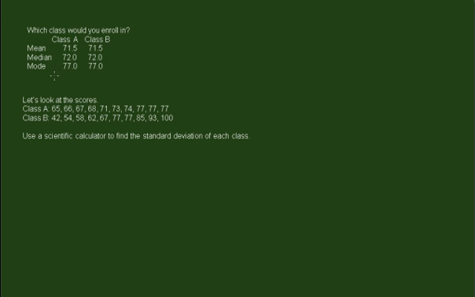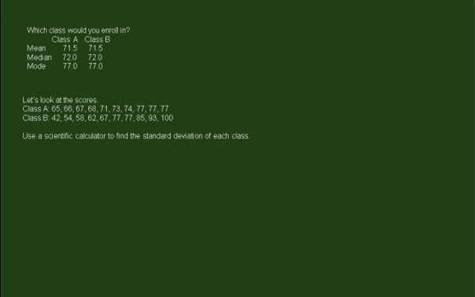So we need some more information, and that's given to us, specifically the scores of class A and class B. And you can see in class A, we range from 65 to 77, so about a D to a high C. In class B, we're about 42 to 100, so an E to an A. So the next thing I want to do is find the standard deviation of each class and then see which class would be better based on what you're looking for.